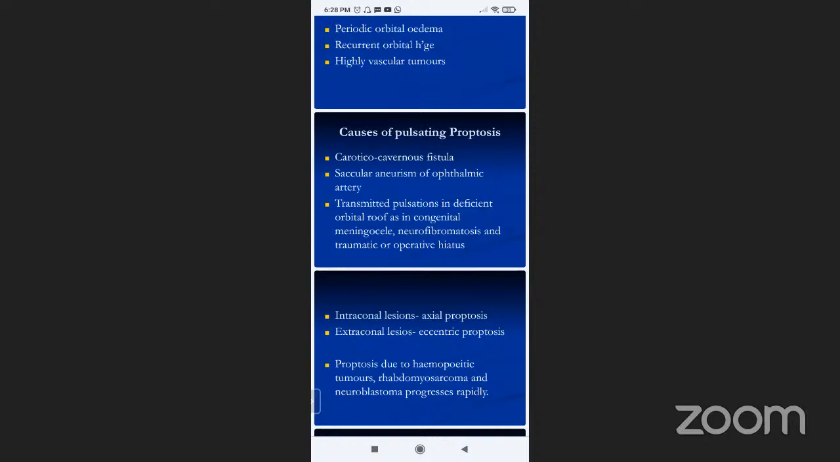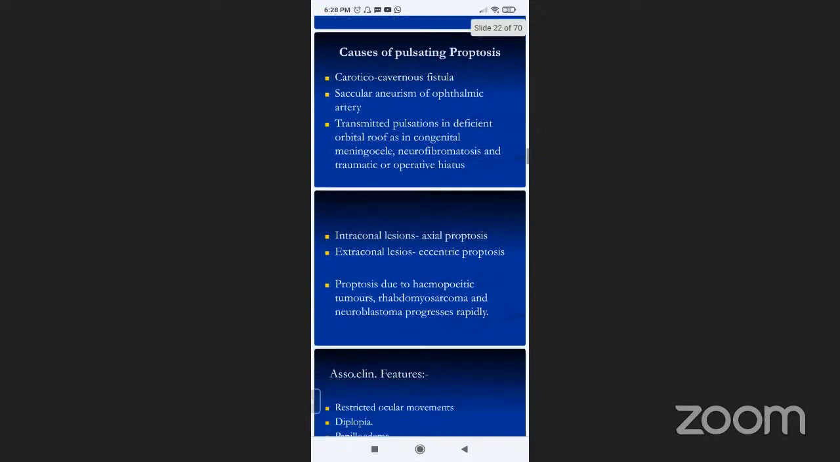Then proptosis due to hemopoietic tumors like leukemia, lymphoma, then rhabdomyosarcoma and neuroblastoma progresses rapidly. Usually, this type of proptosis progresses rapidly.